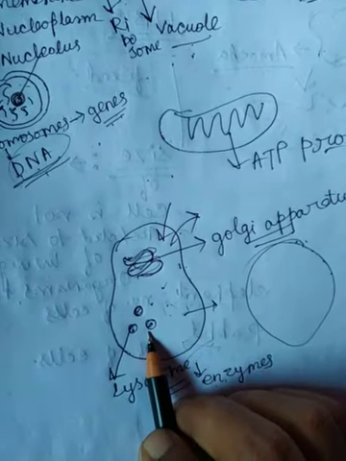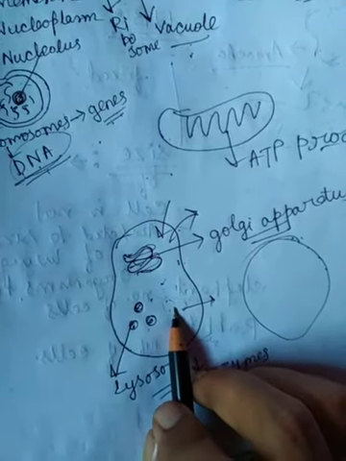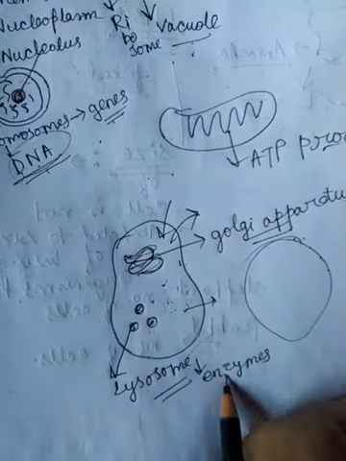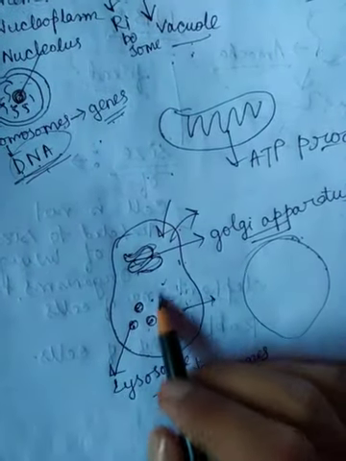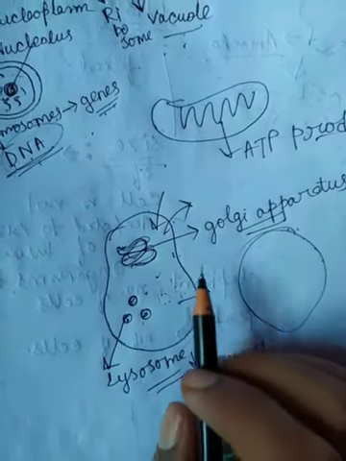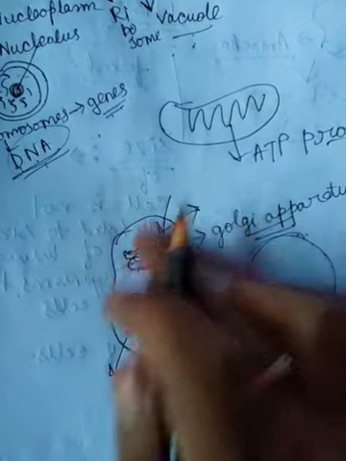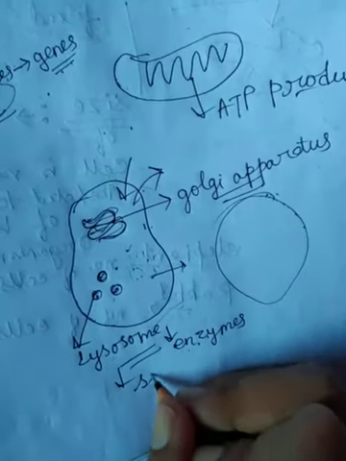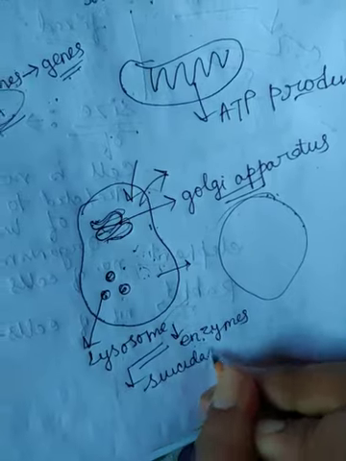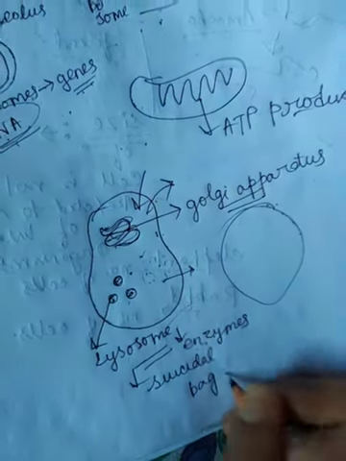The lysosome organelle which is present in the cytoplasm releases the enzymes, and these enzymes break down the components of this cell, so that this cell is easily used by the nearby cell. And that's why lysosome is also called suicidal bag.